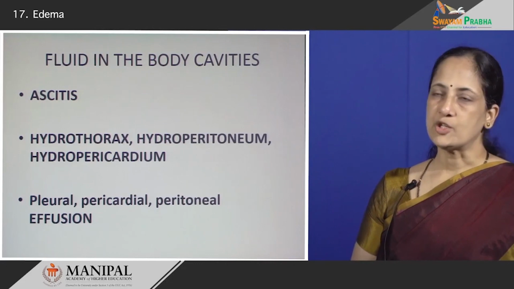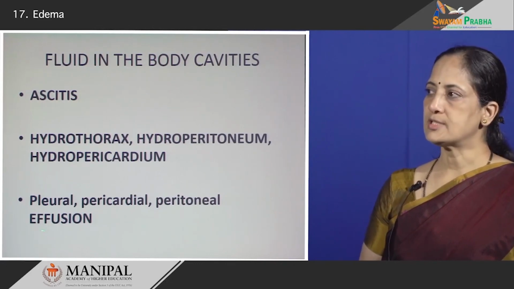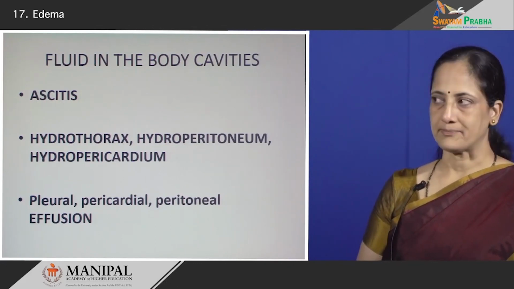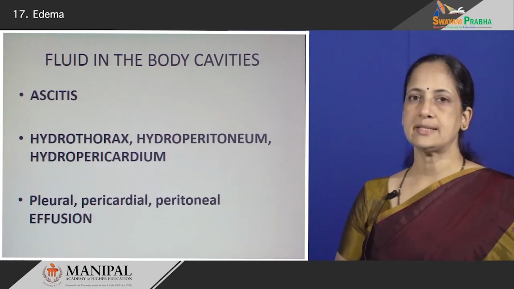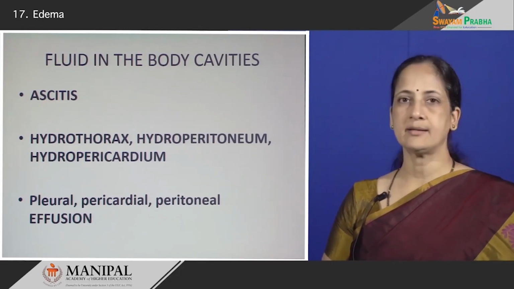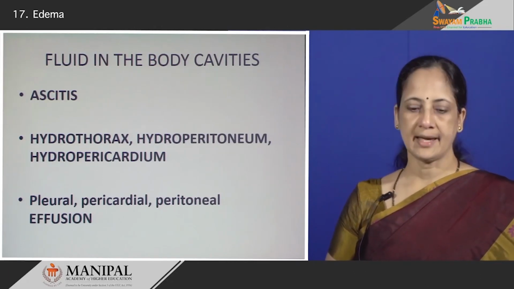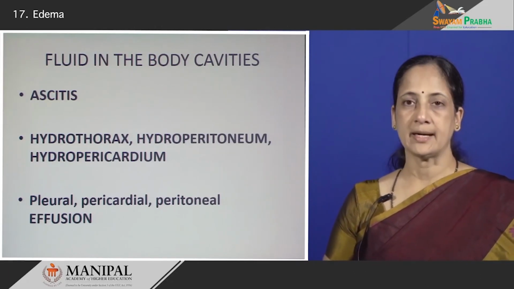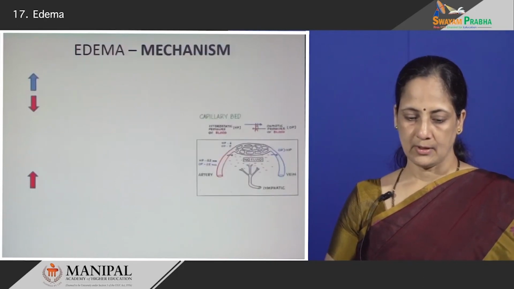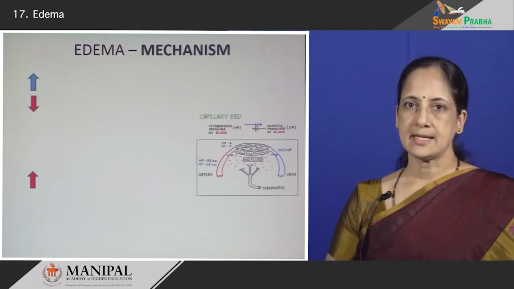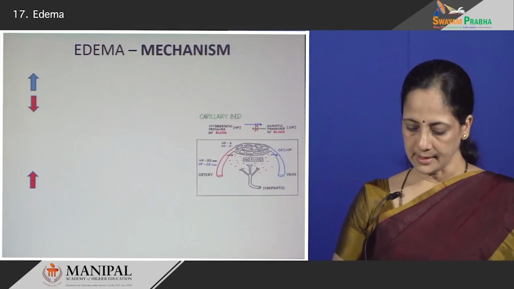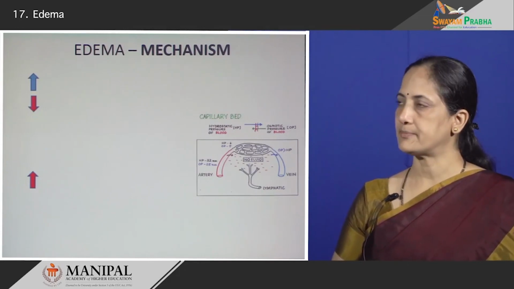This fluid which is accumulating in body cavities is also sometimes called effusion. As a result, we refer to it as pleural effusion, pericardial effusion, and peritoneal effusion, depending on which cavity is involved by this process. Now, how does excess fluid accumulate in the interstitial compartment?